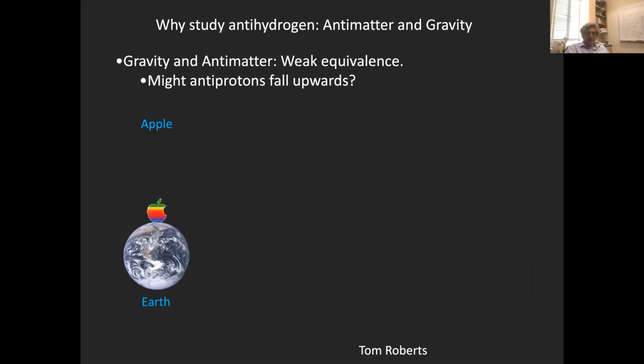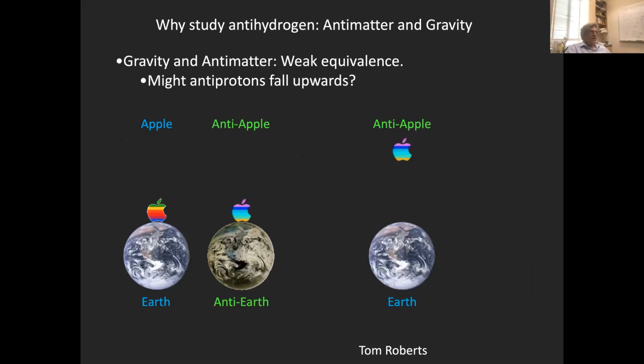You know that an apple falls to the earth. Tom Roberts made this nice graphic. Apple falls to the earth. We expect an anti-apple would fall to the anti-earth, but we have no way of knowing that. But we have figured out how to do the following: to measure if the anti-apple, in this case, antihydrogen atom, not a real apple, would fall to our Earth. And it should be exactly the same. So this should be the same as the apple.